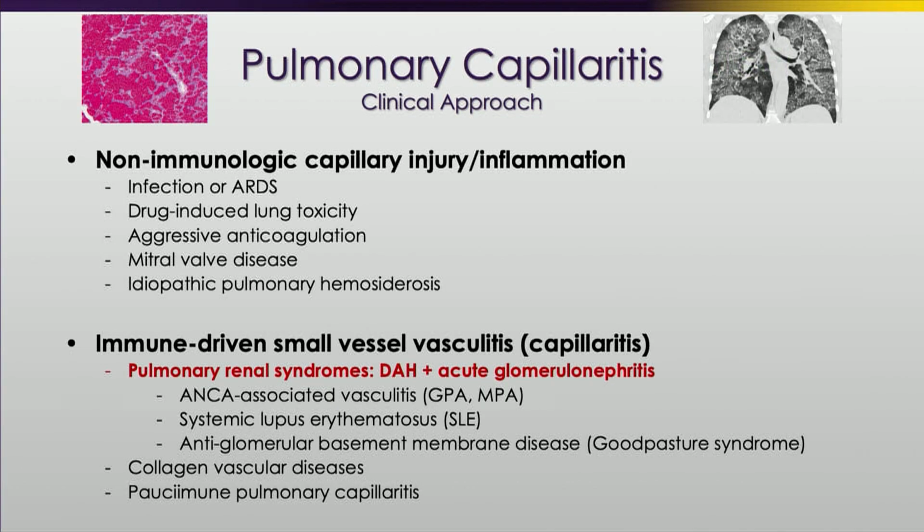But we also have to remember the immune-driven small vessel vasculitis forms, including pulmonary renal syndromes, which is a pairing of diffuse alveolar hemorrhage and acute glomerulonephritis. This would include the ANCA-associated vasculitis syndromes, such as GPA and MPA, systemic lupus, and anti-glomerular basement membrane disease. We also know this as Goodpasture's.